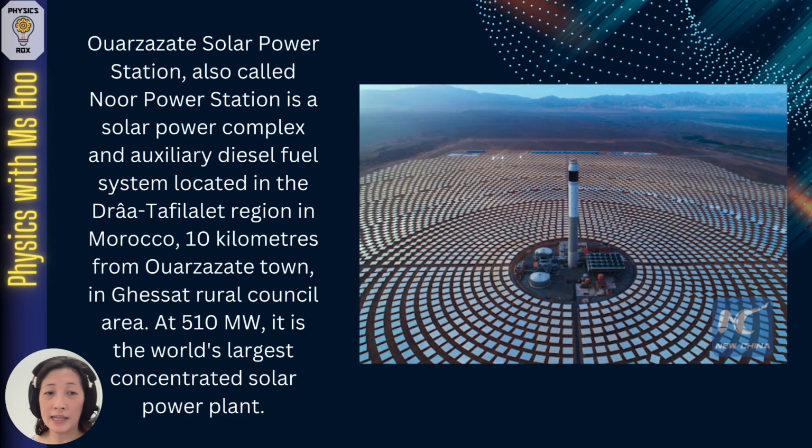This station, also called the Noor Power Station, is a solar power complex and auxiliary diesel fuel station located in Morocco. At 510 megawatts, it is the world's largest concentrated solar power plant. Yes, I'm skipping the words that I don't know how to pronounce.